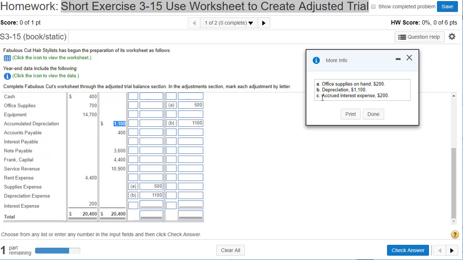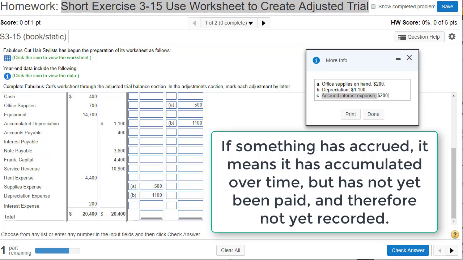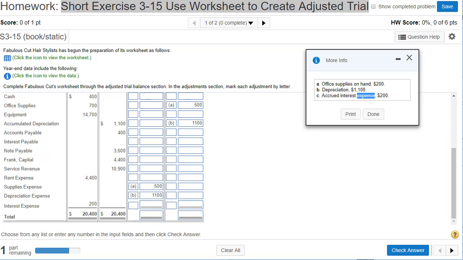All right, and our last one, we've got accrued interest expense. So remember, accrued means something is accumulated, but it has not yet been paid. In this example, it's interest that is accumulated that we owe, but we've not yet paid it. So let's start with interest expense. We have to record that we have $200 of interest expense.